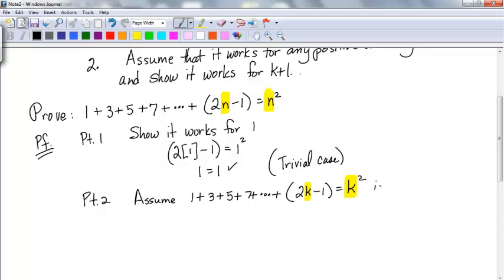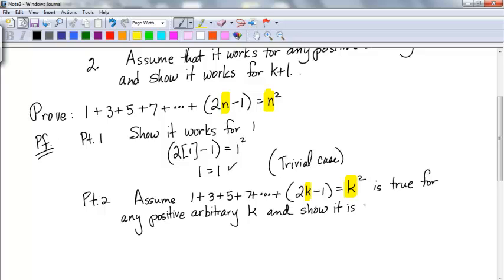Assume that that is true for any positive, arbitrary k, and show it is true for k plus 1. That's kind of the intro statement for part 2.